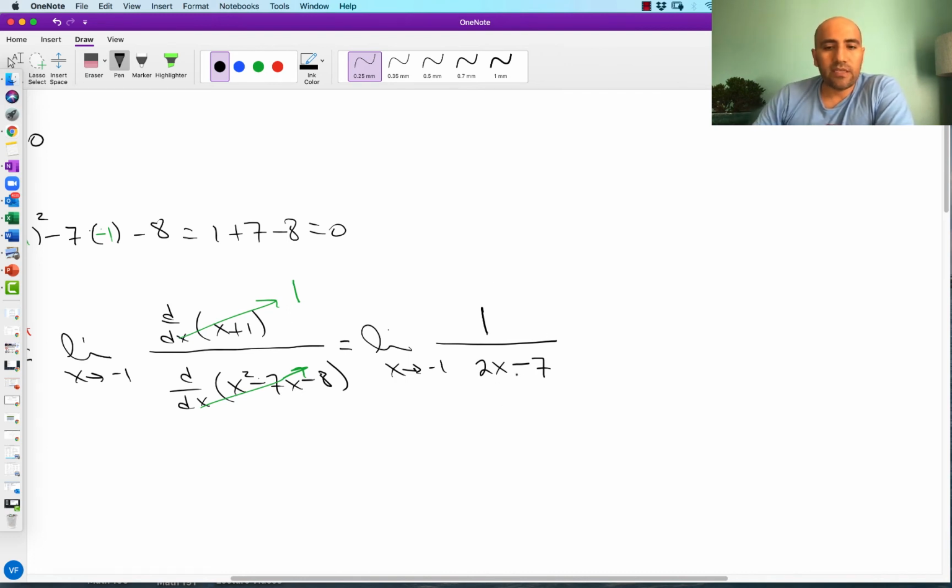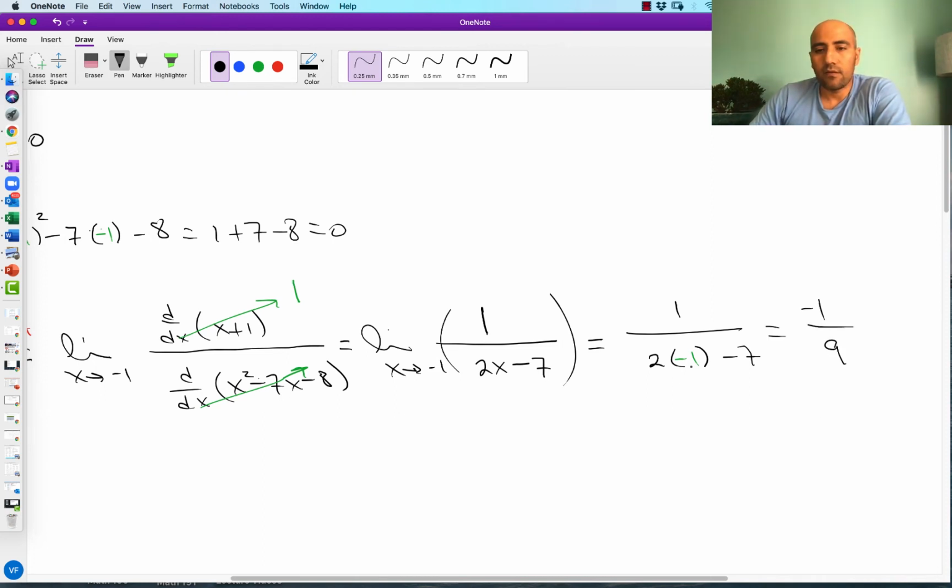Okay, so now this is a rational function. And we know from our work in chapter 2 that this is equivalent to just evaluating it at the value of our limit, that -1, as long as we don't have a 0 in the denominator, which we are not going to have here. So let's just evaluate. This is equal to 1 divided by 2 times blank minus 7. And that blank is going to be -1, which means this is equal to -1 over 9. Right? -2 minus 7 becomes -9, so the whole thing is -1/9.